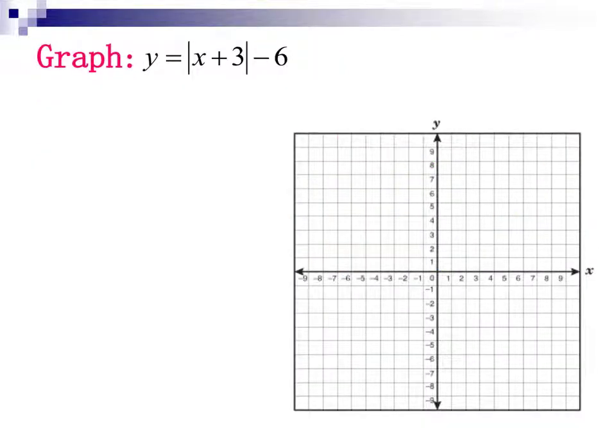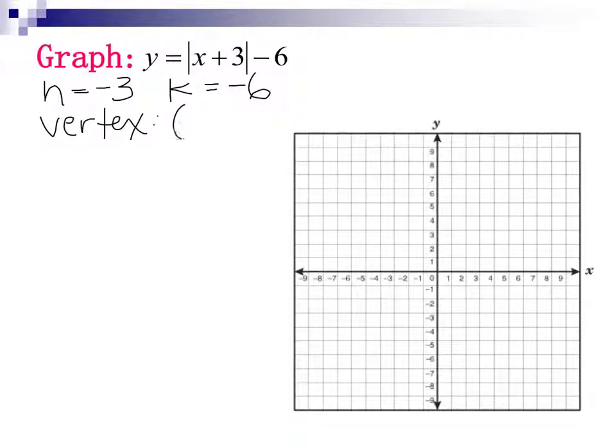Alright, let's look at this guy. Here we have a double transformation. We have a horizontal shift and a vertical shift. Alright, so here our h is going to equal negative 3, because remember it's always the opposite, and our k will be negative 6. So our vertex, since it is (h, k), is going to be negative 3, negative 6. That's going to be my new vertex.